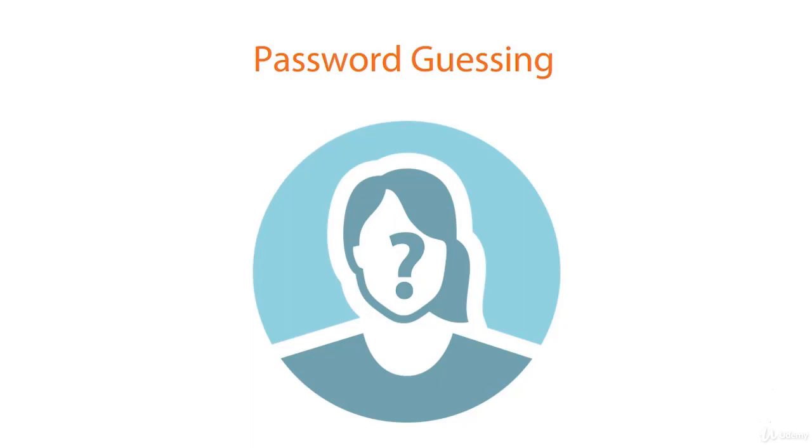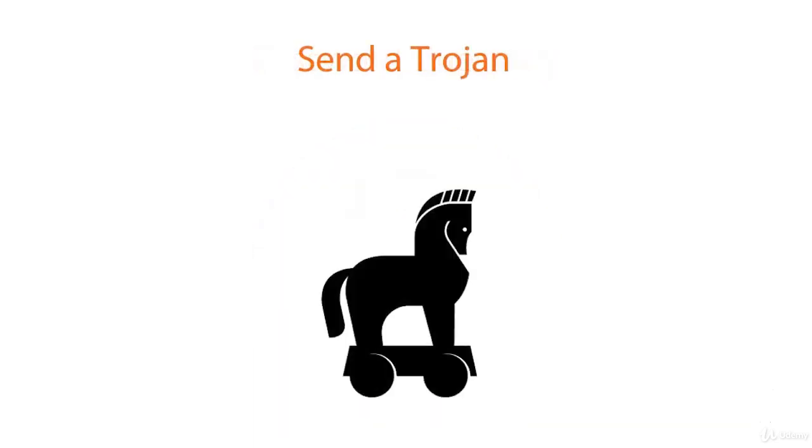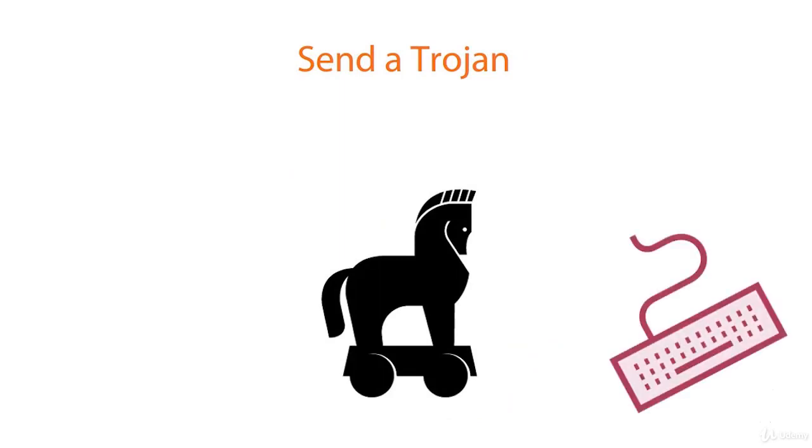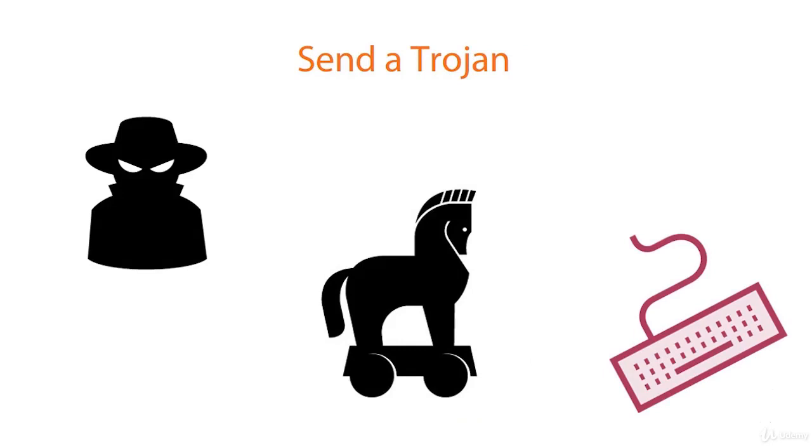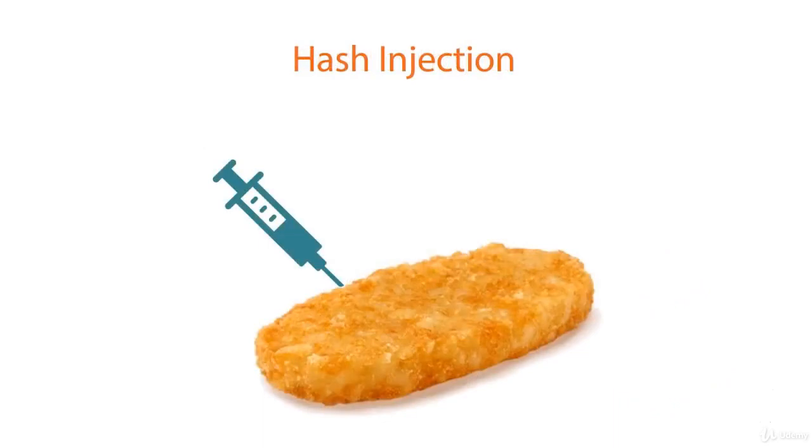Now, if password guessing doesn't work, we're going to get extremely active. We'll start by trying to first send a Trojan to see if we can load up possibly a keylogger program or even a piece of spyware that will help me to determine what the password is. I might also be able to do something called hash injection, where I can take a compromised hashed password and inject it into a local session and use that hash to basically validate my access to the resource. We often refer to this as passing the hash.